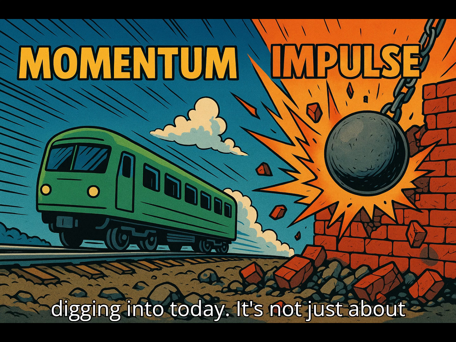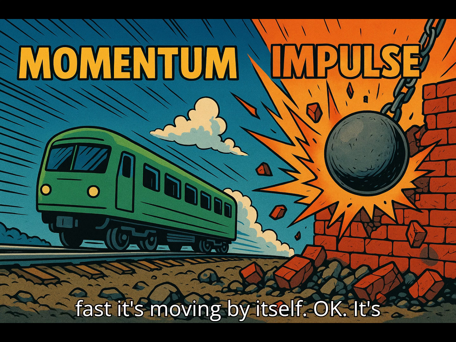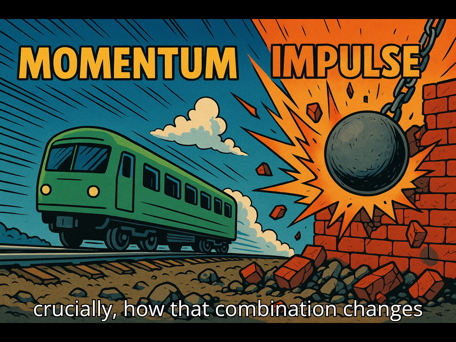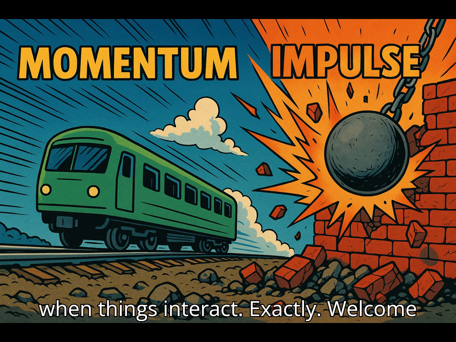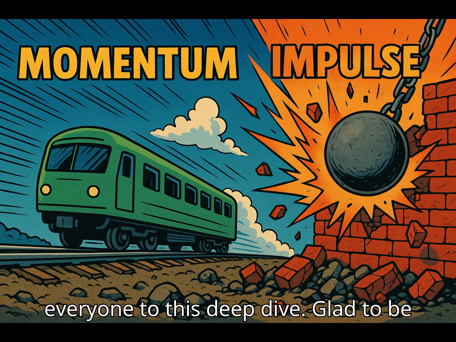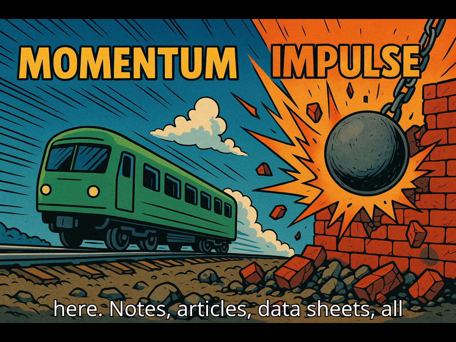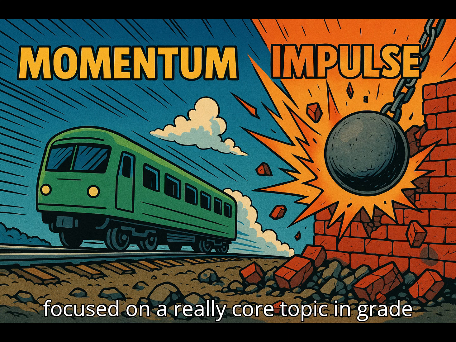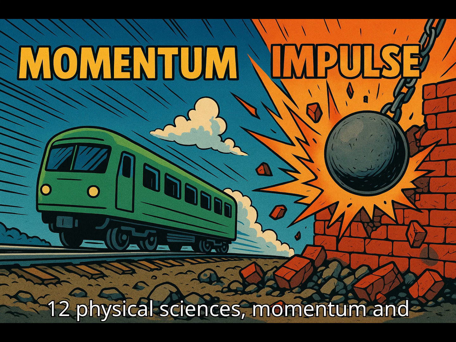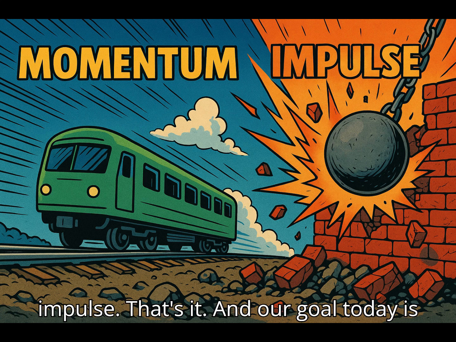It's not just about how big something is or how fast it's moving by itself. It's about the combination of those things and, crucially, how that combination changes when things interact. Exactly. Welcome, everyone, to this deep dive. Glad to be here. We've got a whole bunch of material here, notes, articles, data sheets, all focused on a really core topic in grade 12 physical sciences. Momentum and impulse. That's it.